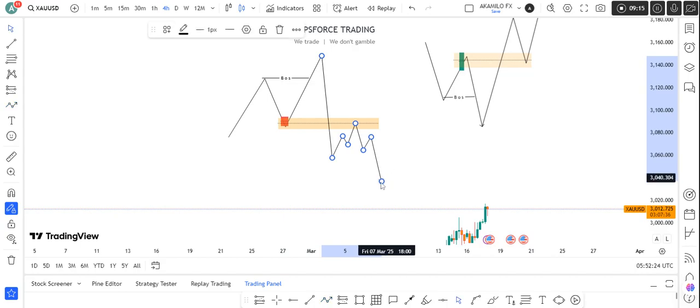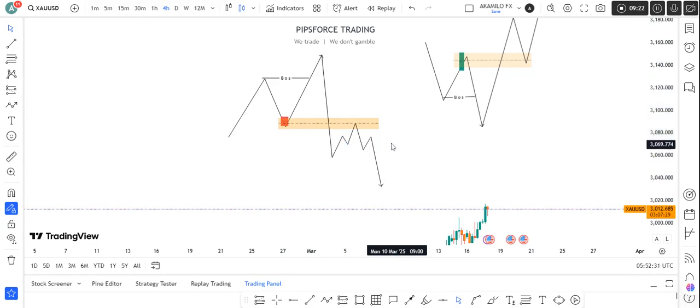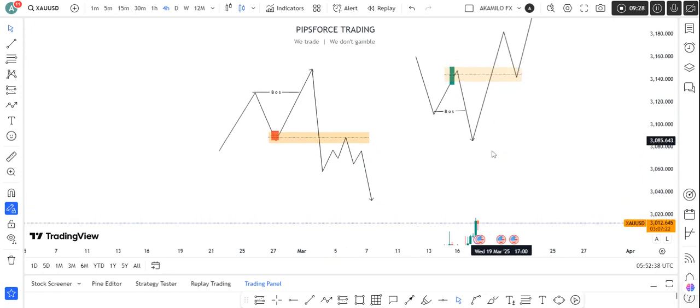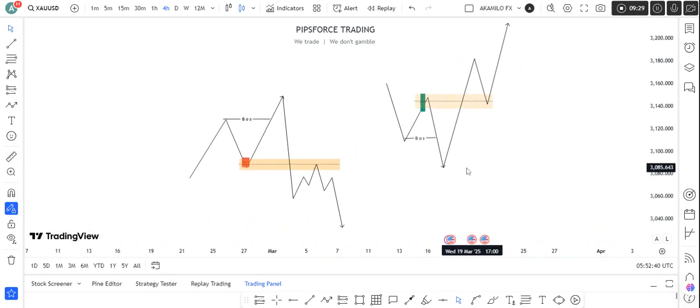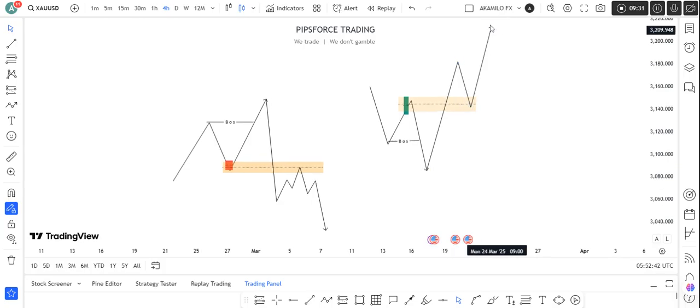Using this particular approach helps you to minimize your losses and maximize your profit. So the same approach applies when it comes to the bullish side or to the bearish side.